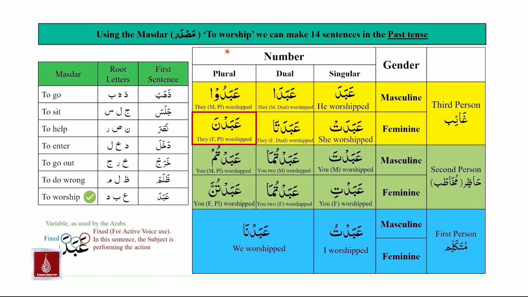Next, we will use the masdar to worship to make our table of jumla fi'liya. Our first jumla fi'liya is abada. Abada has the following root letters: ain, ba and dal. Abada means he worshipped. We will see a zabar on ain, we see a zabar on ba which is variable, and we see a zabar on dal which is fixed.